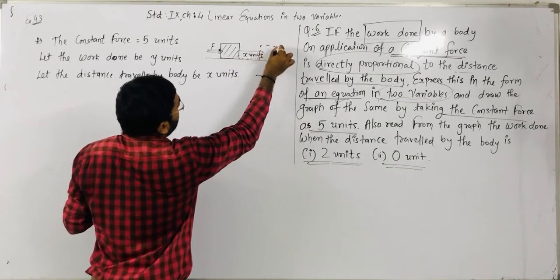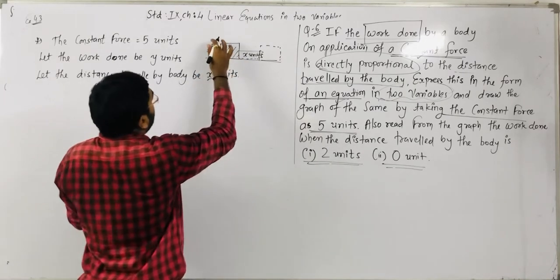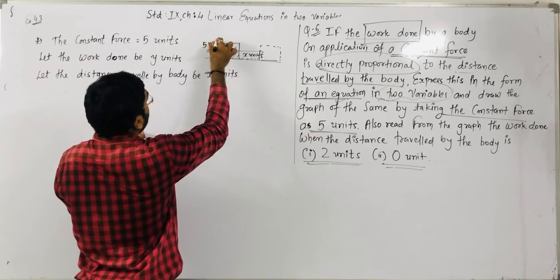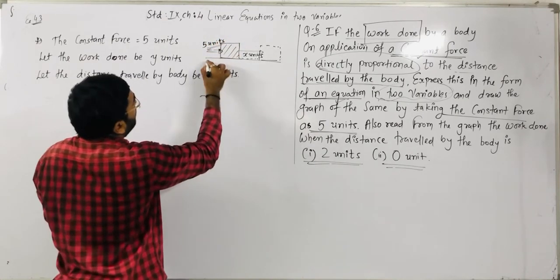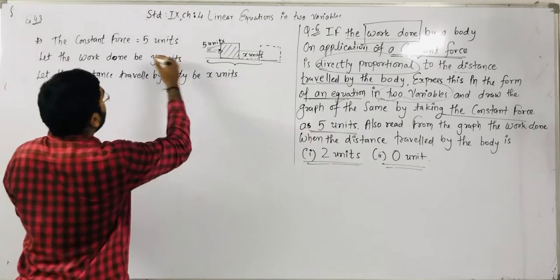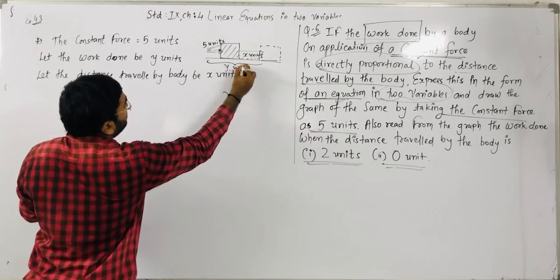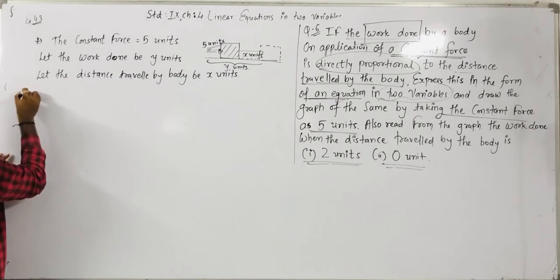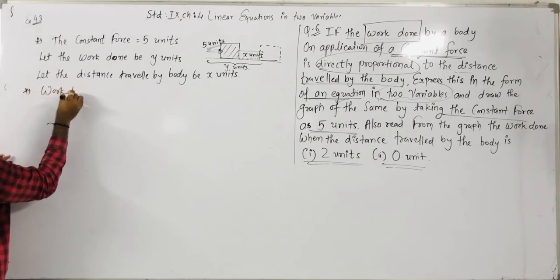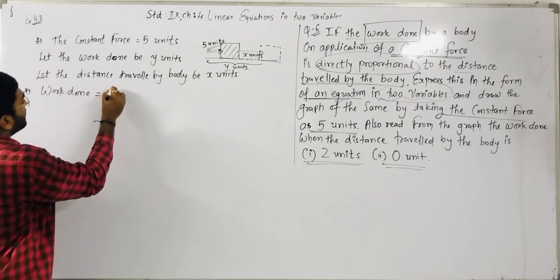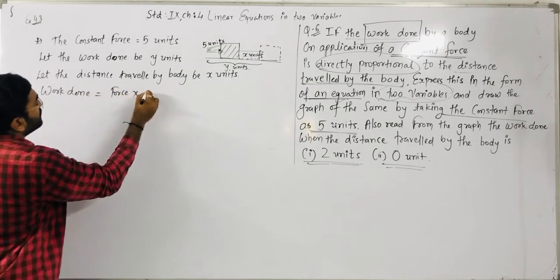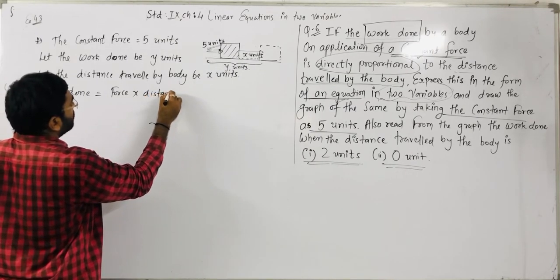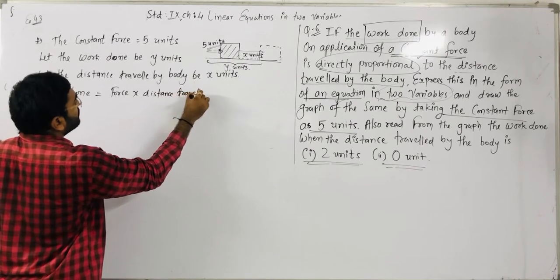Suppose that body comes here and the force is given. You apply the 5 units force. And how much work is done? So we assume y units of work done. So how can we write it as per science? There is a formula. Work done is equal to what? We can say force into displacement, or you can say distance traveled by the body.